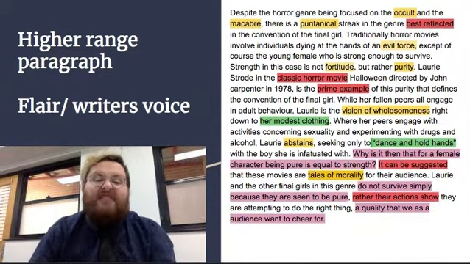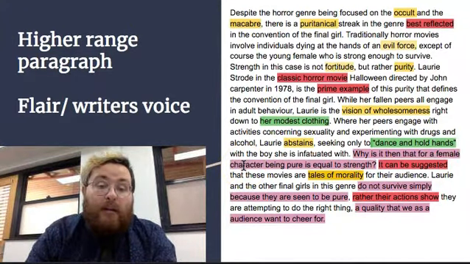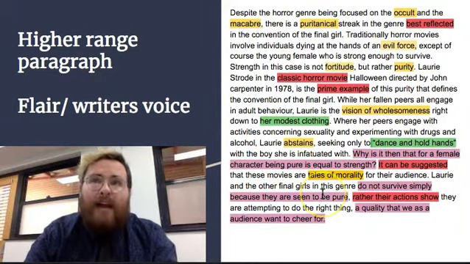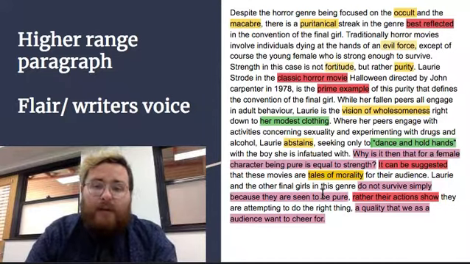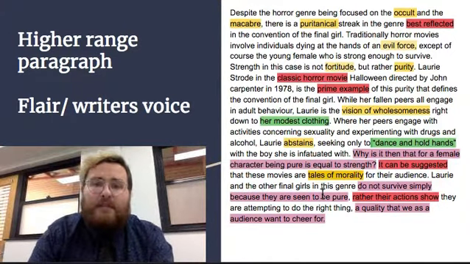And the last thing is flair and adding a bit of writer's voice. Things like adding a rhetorical question to lead into evaluation, adding figurative language, adding language that shows personality is the final step in terms of tying everything together.